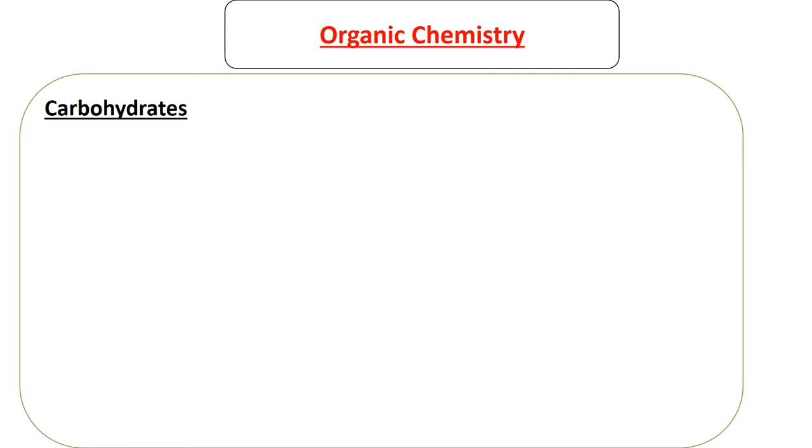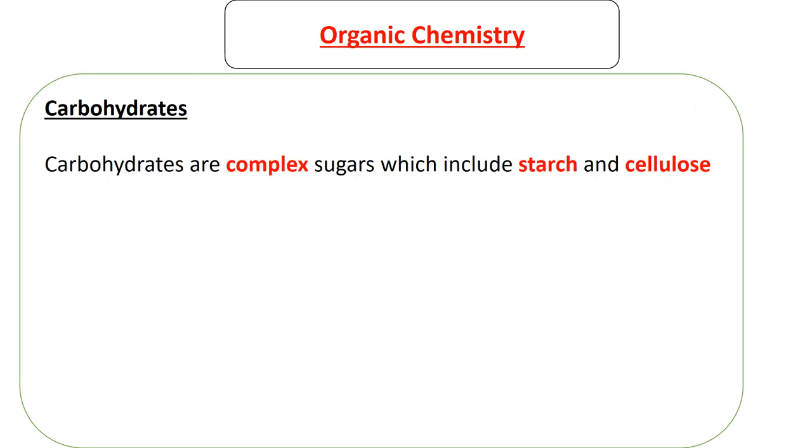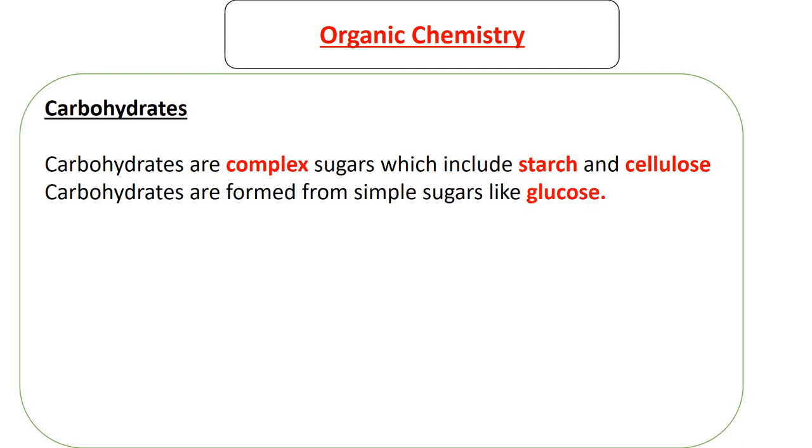Finally, carbohydrates. Carbohydrates are complex sugars which include starch and cellulose. Sugars can be classified into two: simple sugars and complex sugars. Simple sugars, when they combine, form complex sugars. Examples of such complex sugars are starch and cellulose. Carbohydrates are formed from simple sugars like glucose. The monomers are simple sugars, just an emphasis of what I've explained.